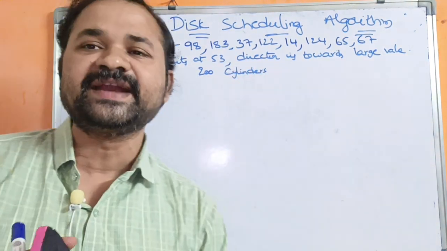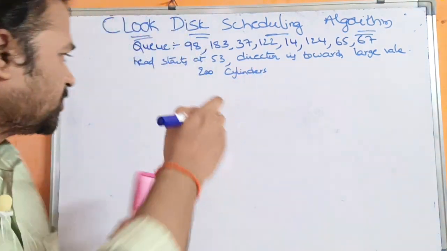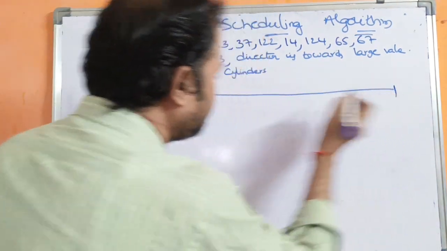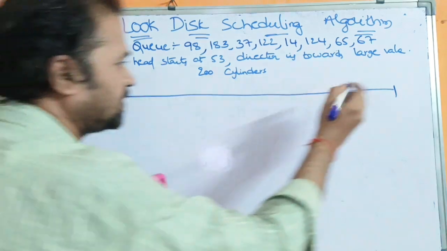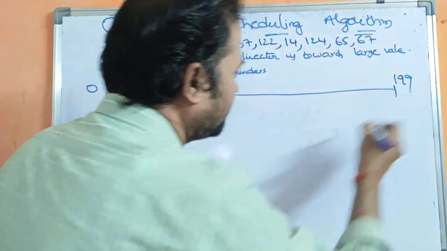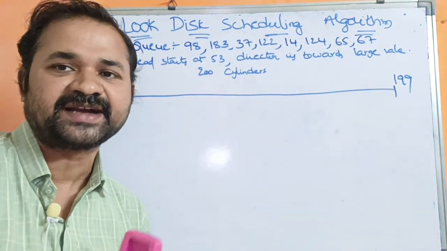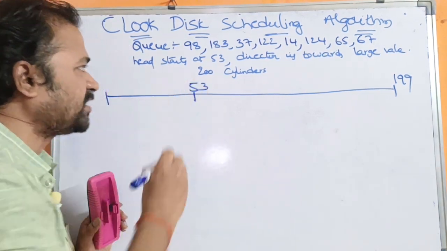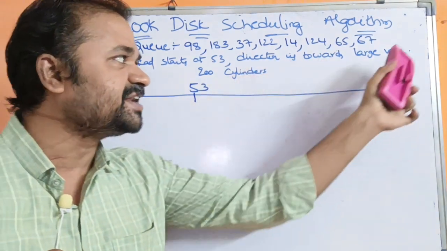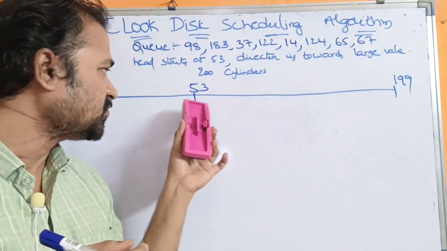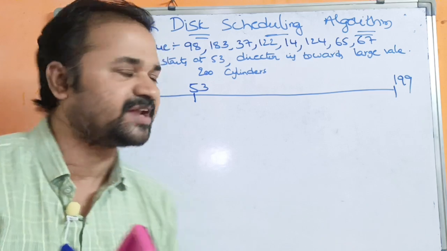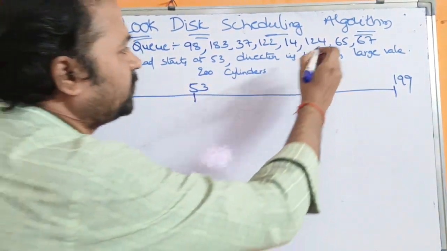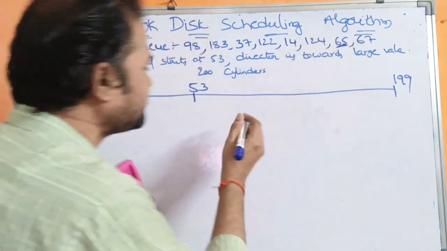And in total 200 cylinders are given. So here we have 200 cylinders, from 0 to 199. Initially the read-write head starts at cylinder 53. Let 53 be at this location. Here the direction is towards the larger value, so we need to proceed towards the larger value. We are starting at 53, and after 53 the larger value is 65.